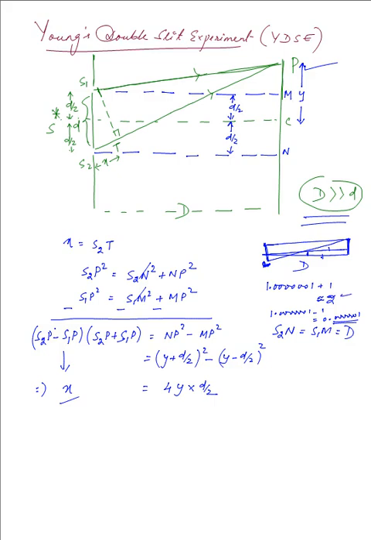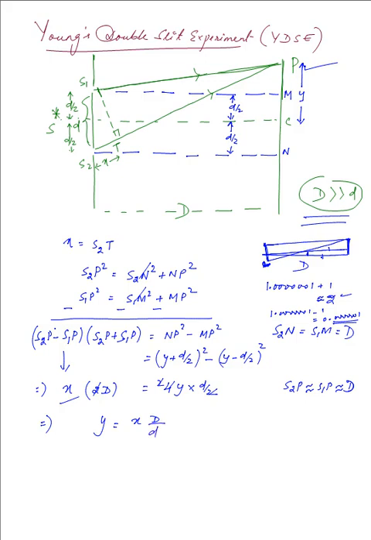And S2P plus S1P can be nearly taken as 2D, because again the length is quite large and the angle is quite small. So S2P is nearly equal to S1P, and when they are getting added, it is nearly equal to the distance D, which is the separation between the slits and the screen. So from here, we cancel out the 2 on both sides. And then what we get is the value of y in terms of x. So y is equal to x times D over d.